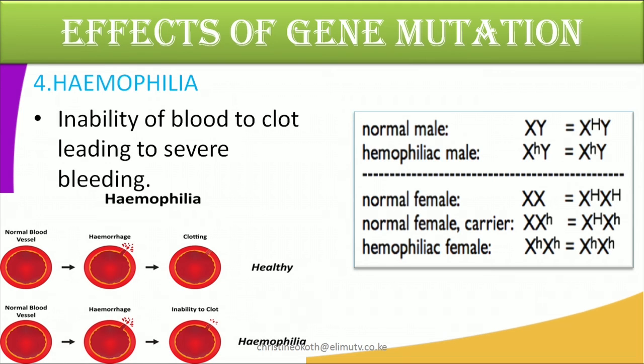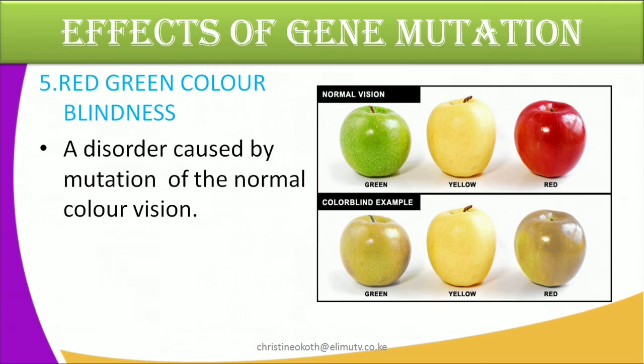Then in females, we have three types. The normal female is denoted by X^H X^H to show that this person is normal. Then we have the carrier, who has both alleles, the capital and the small one. Then lastly, we have an affected female, a female who is hemophilic. She will have both small h alleles, denoting that the female is hemophilic.